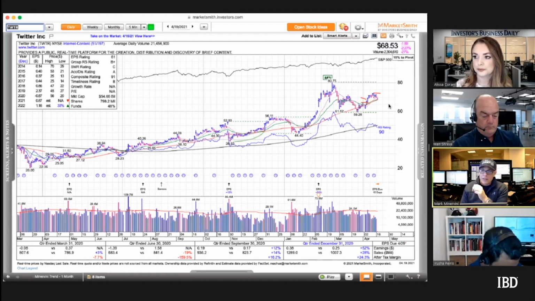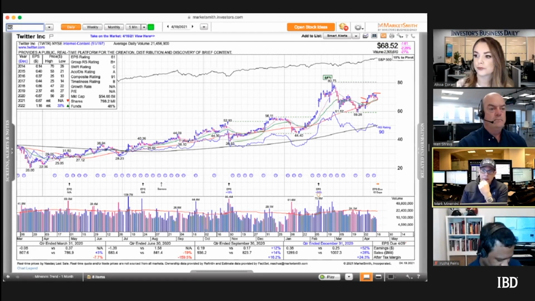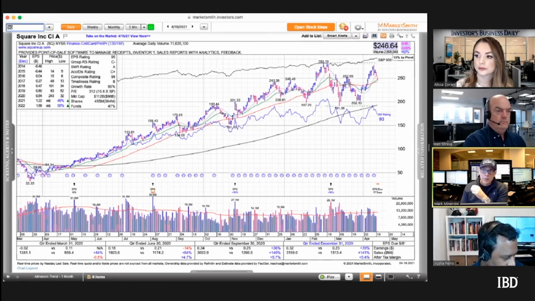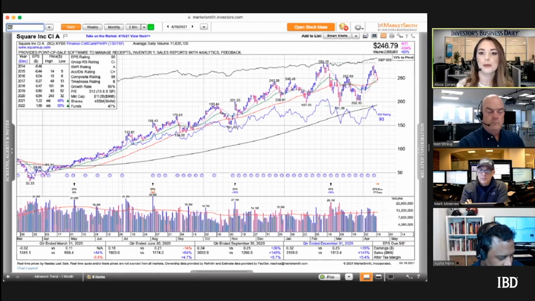So again, this needs to set up that right side. Square, of course, we talked about. It's also setting up and could set up that handle, but that would be the way that I would pyramid into a name.